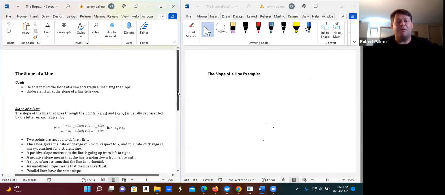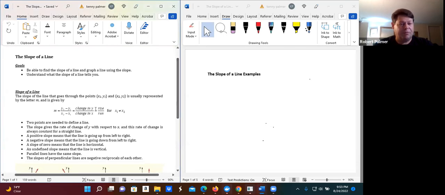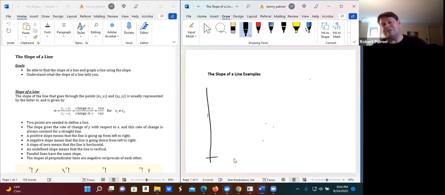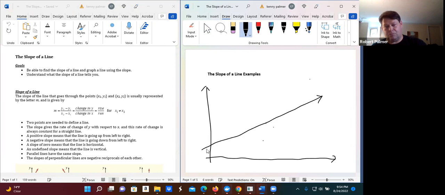Here's the definition of a slope. To explain it, let's come over here to the right and draw a really basic set of axes. We'll do this in the first quadrant to make it simple. Let's say this is our line.